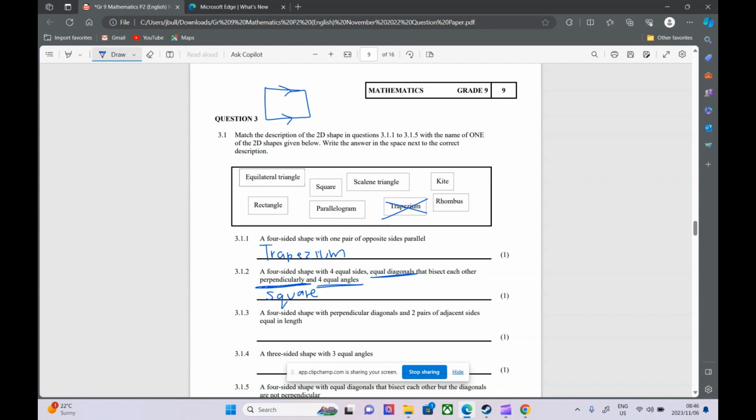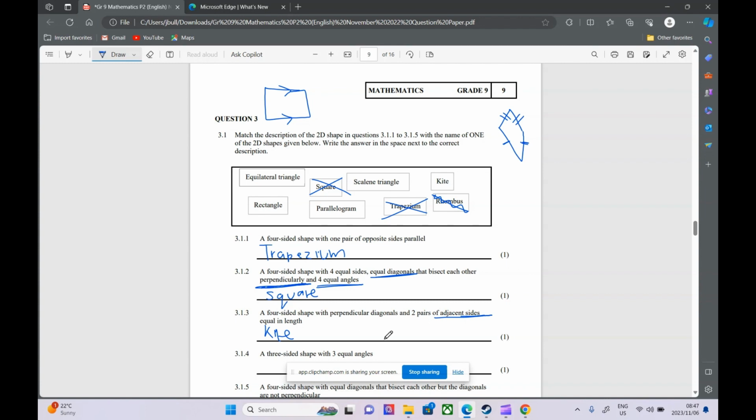A 4-sided shape with perpendicular diagonals and 2 pairs of adjacent sides equal in length. This one again sounds really scary, so let's just cross out the square, though we've still got a rhombus potentially. This is your clue: there are 2 pairs of adjacent sides. So if you have a kite, then these 2 sides are adjacent, next to each other, and equal in length. And these 2 sides are next to each other, adjacent, and equal in length. So that would be a kite.